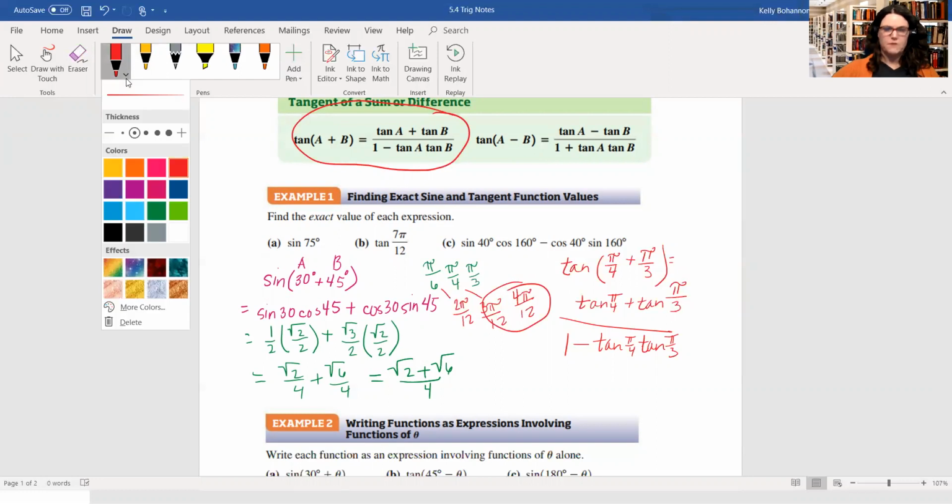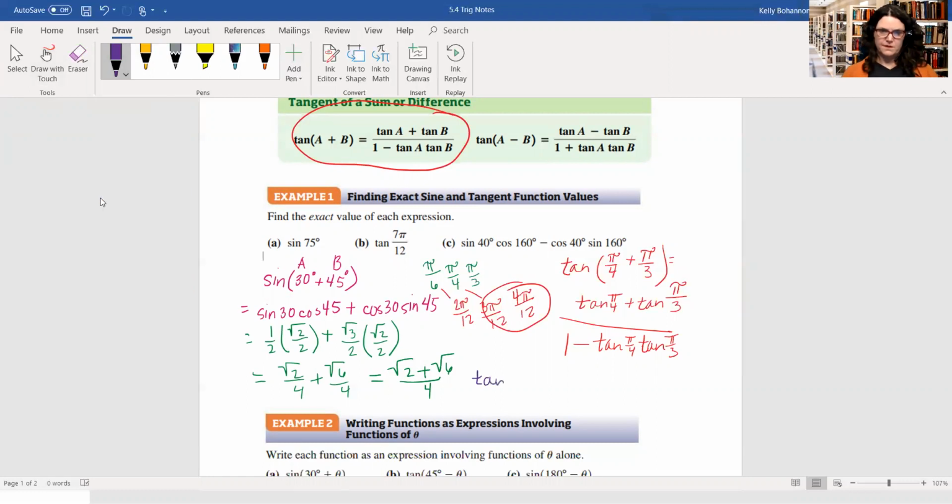I'm actually probably going to have to erase some to get room here. But let's see if I can go. All right, so tangent of pi over 4 is 1. Oh, I don't know why I wrote tangent. So this is 1. Tangent of pi over 3 is square root 3.